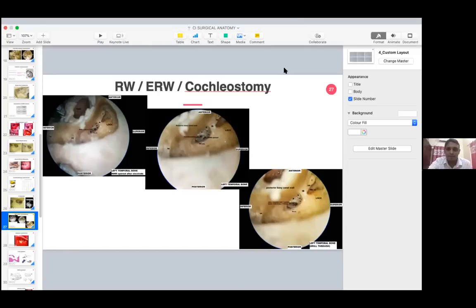Just to add on that, if it goes into the scala vestibuli, you may need higher currents for stimulation. Exactly. And long-term results may not be that good. And also there may be problems during revision implantation, because when you're pulling that electrode, which has gone through the basilar membrane, you can imagine how much damage it can do when you're doing a removal and reinsertion with a fresh electrode.